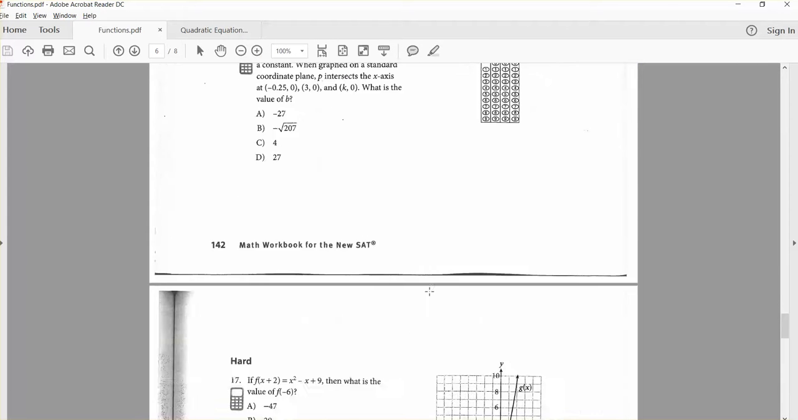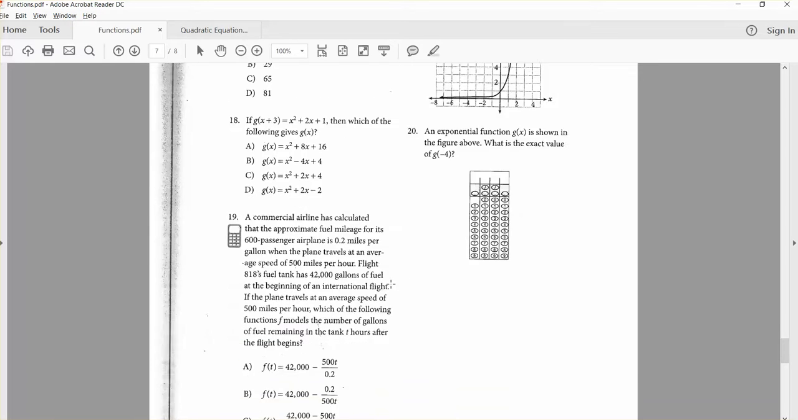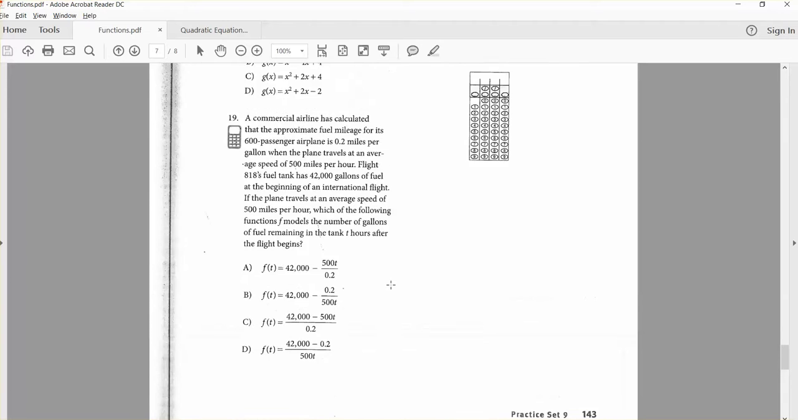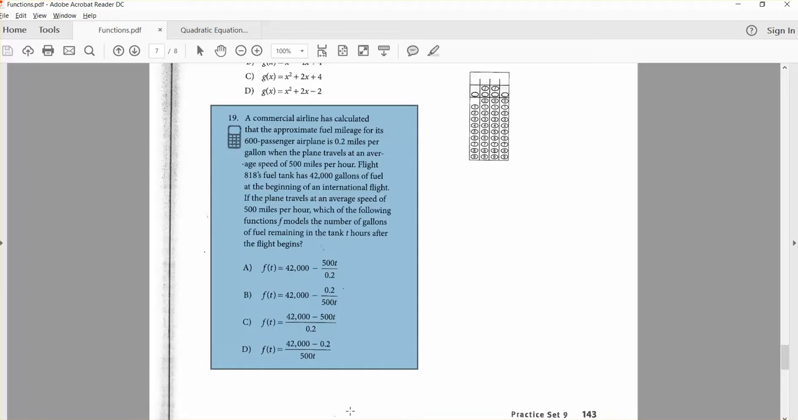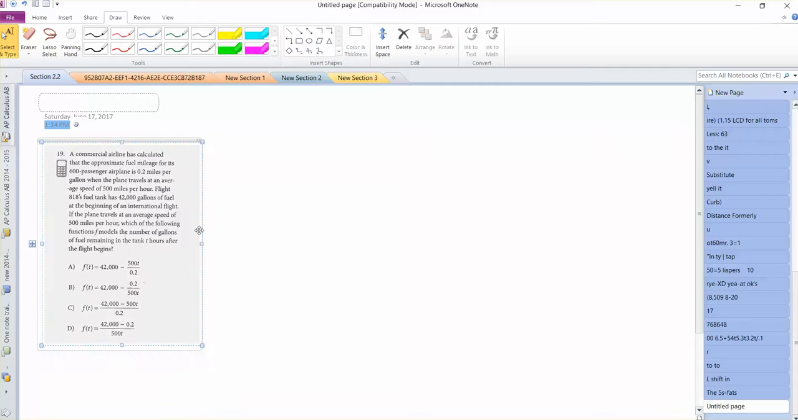Let's look at maybe a more challenging question. Let's do maybe one that involves a calculator and a very lengthy word problem. We haven't done that in a while.